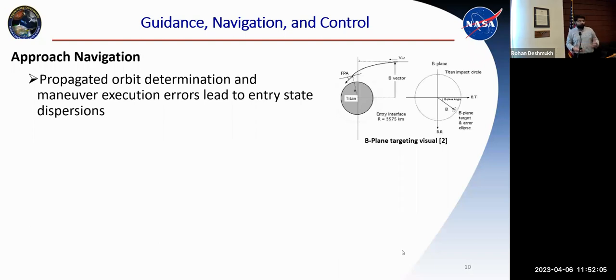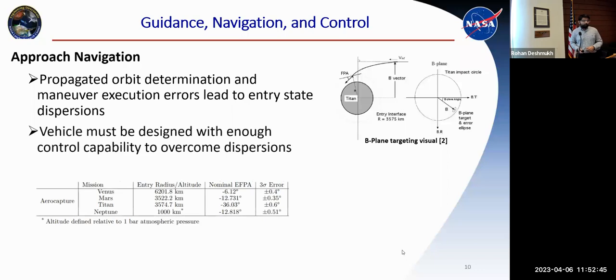So the last phase of the guidance, navigation, and control that I wanted to talk through is the approach navigation. Think of this as the initial condition error that Aerocapture has. So we start from when we enter the atmosphere, and then we end when we exit it. As we're approaching the planet, we can have maneuver execution errors, or we can have some orbit determination errors that are going to basically affect our initial entry conditions. So we want to assess what effect those have on our Aerocapture trajectory. So kind of think of it in that abstract view.